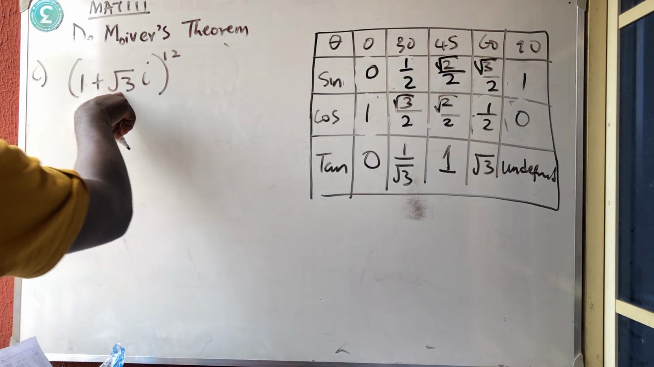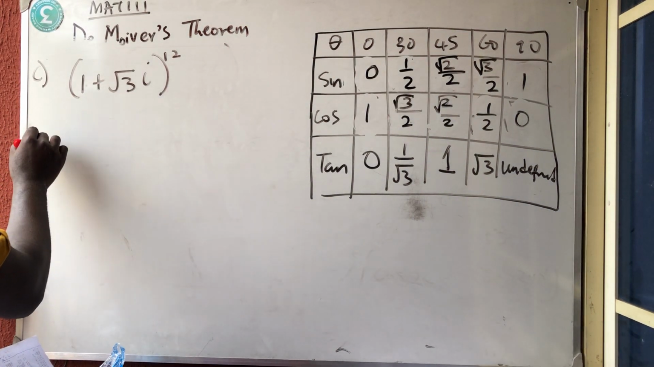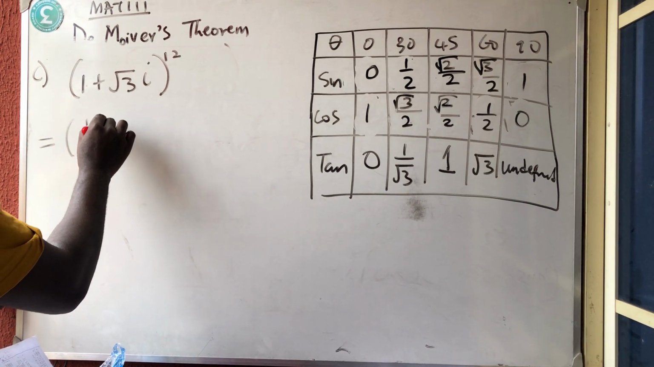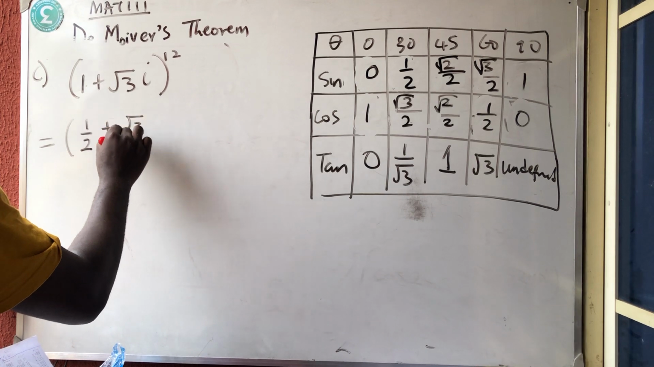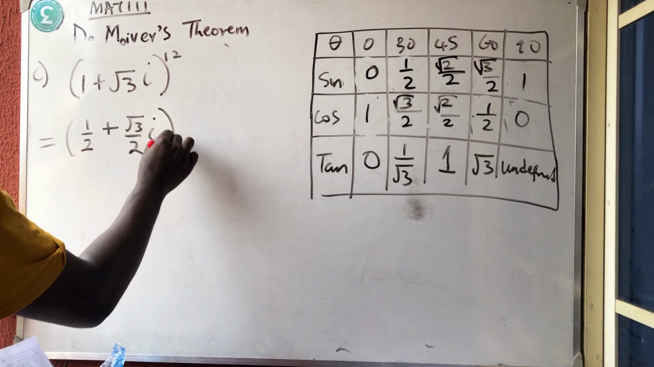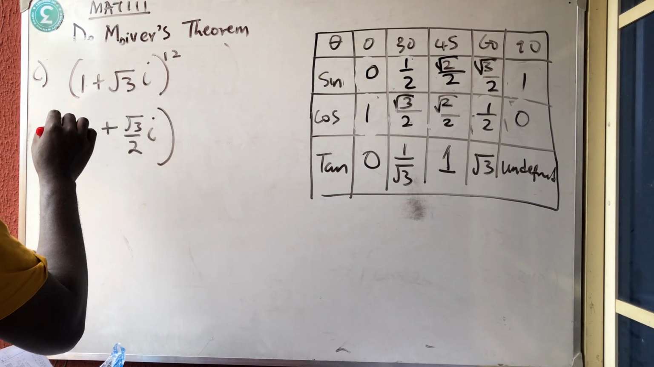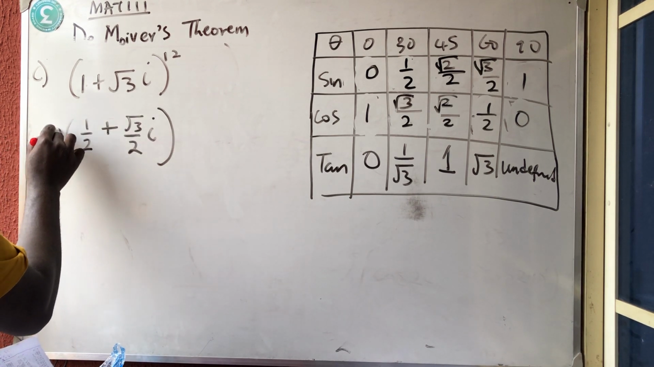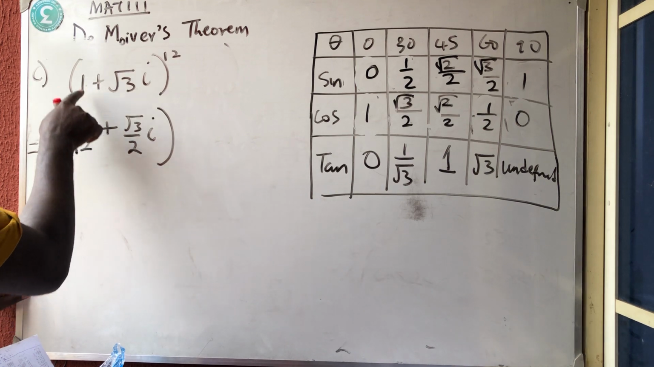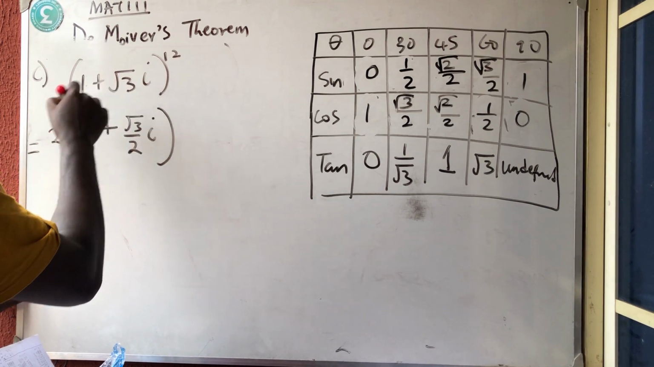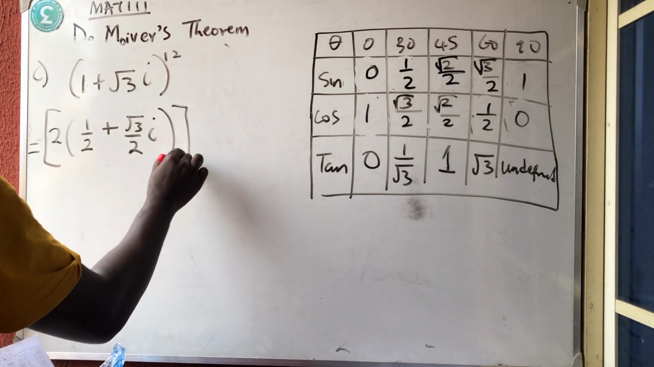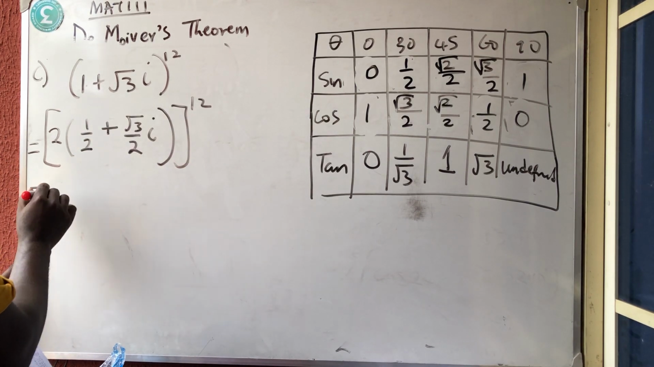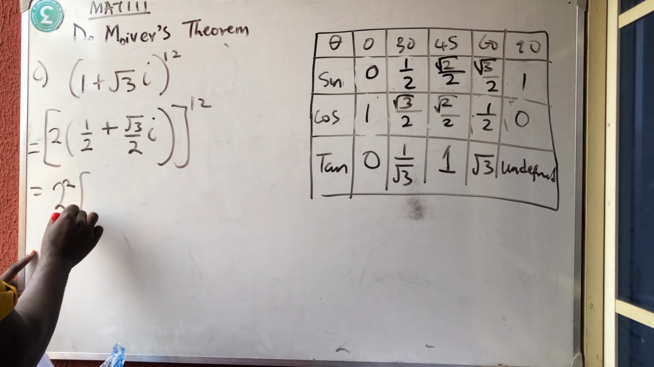So let me put over 2 here and see what will happen. This thing is saying 1 over 2. I'm putting over 2 for everybody, plus root 3 over 2, then all raised to power 12. Let me bring out the same 2 outside, so that 2 times this gives me back this. Then everybody will still be over 2. So this thing means 2 raised to power 12 in bracket of.